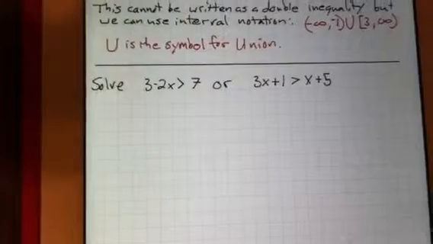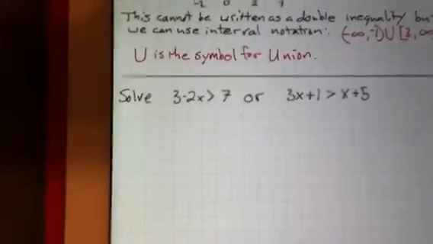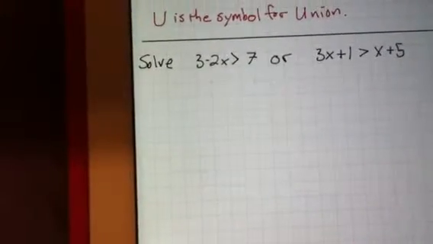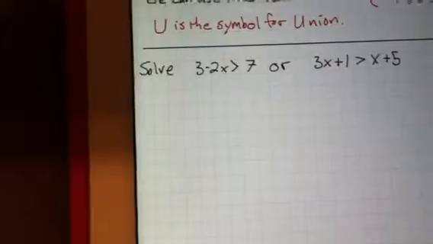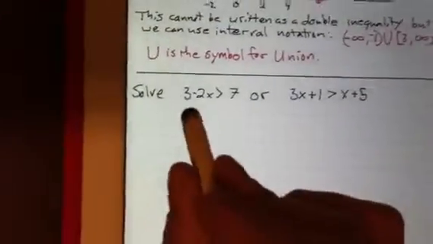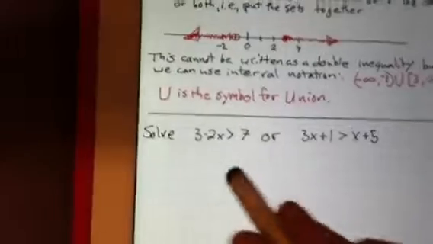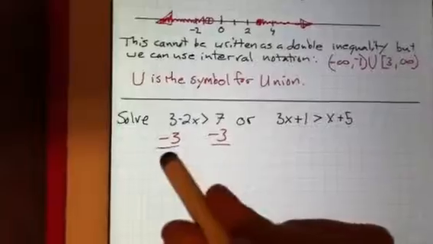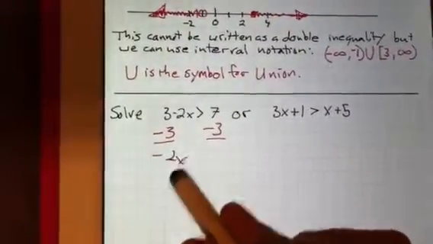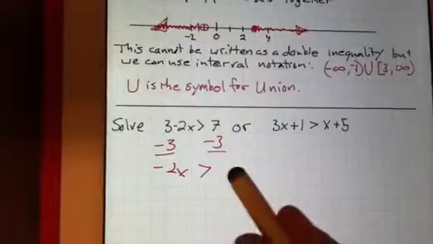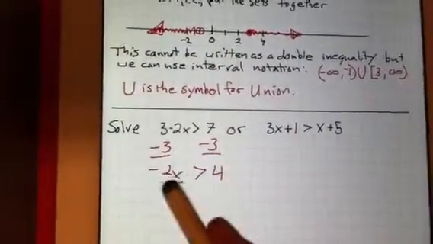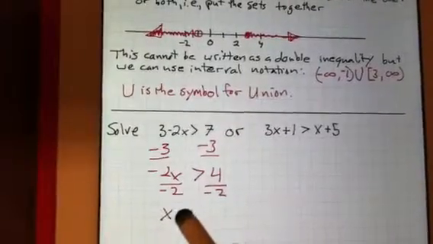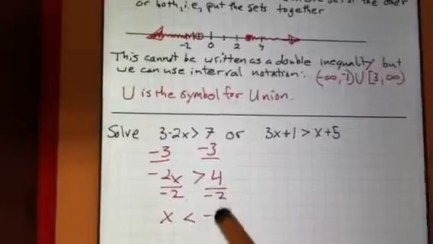Alright, let's try that on this system here. So I have to solve each one individually, and then "or" means put them together, whereas "and" means overlap. So let's switch to red. Okay, so what do I have here? To solve this one, I would subtract 3 from each side. That gives me -2x is greater than 4. Dividing by -2, remember when we divide by a negative we have to change the direction, so that changes to x is less than, in this case, -2.